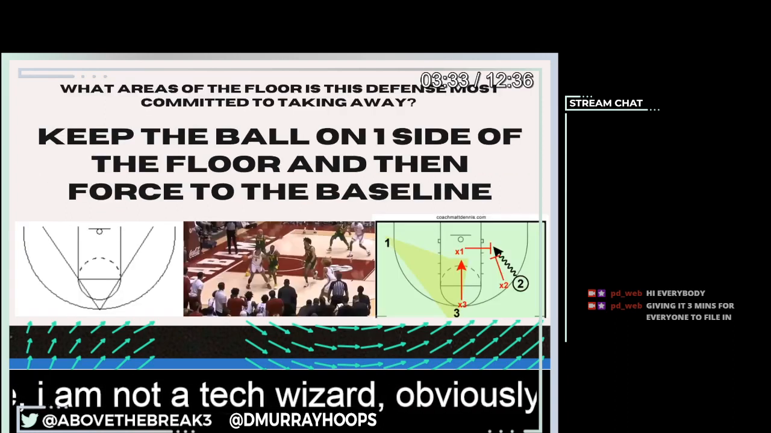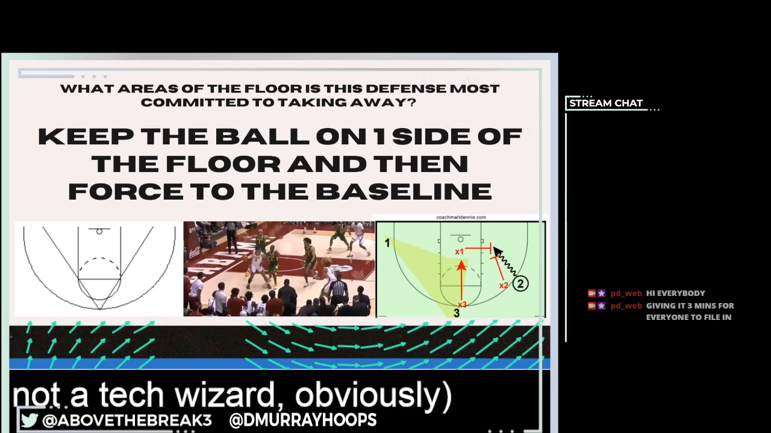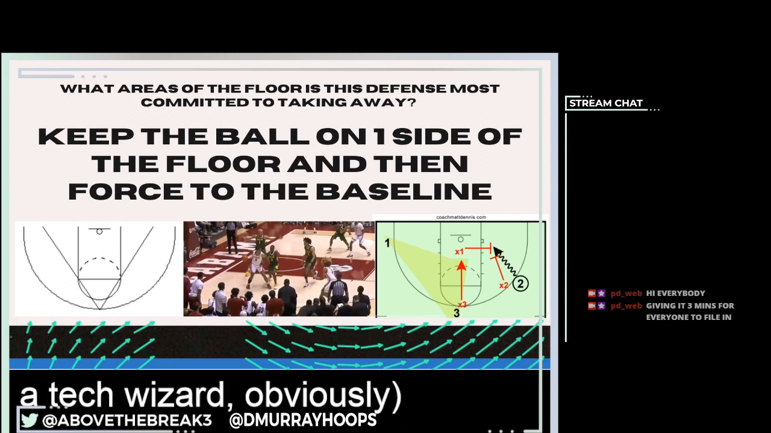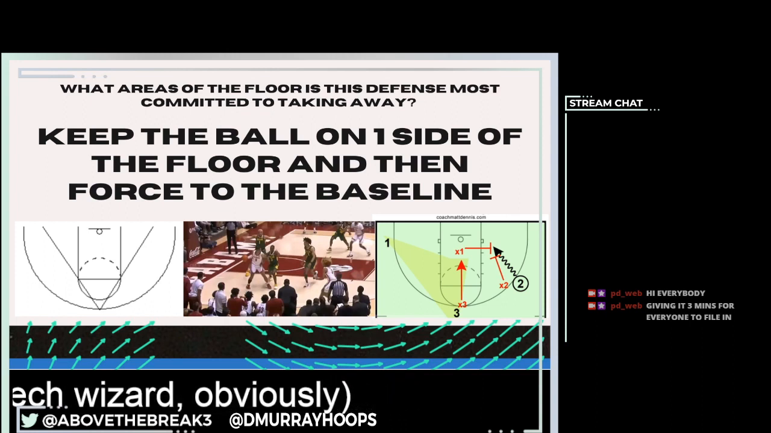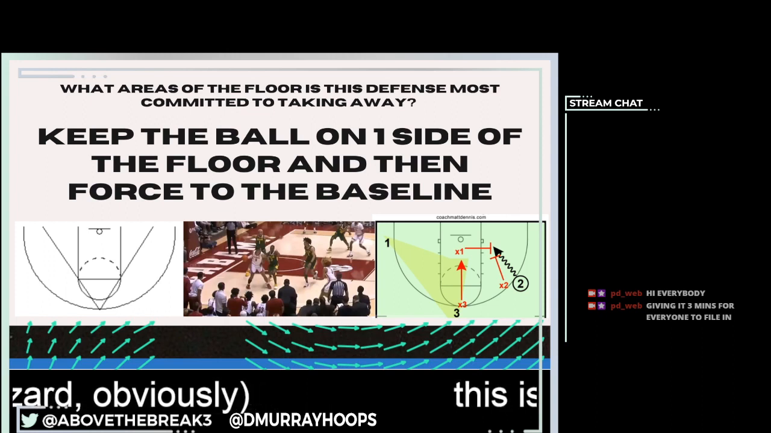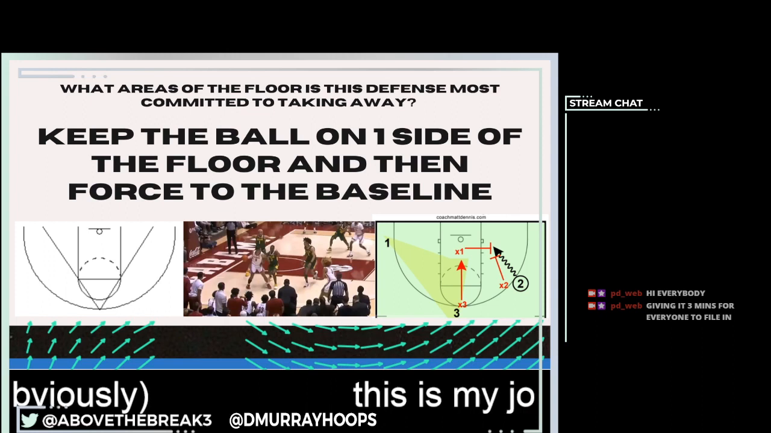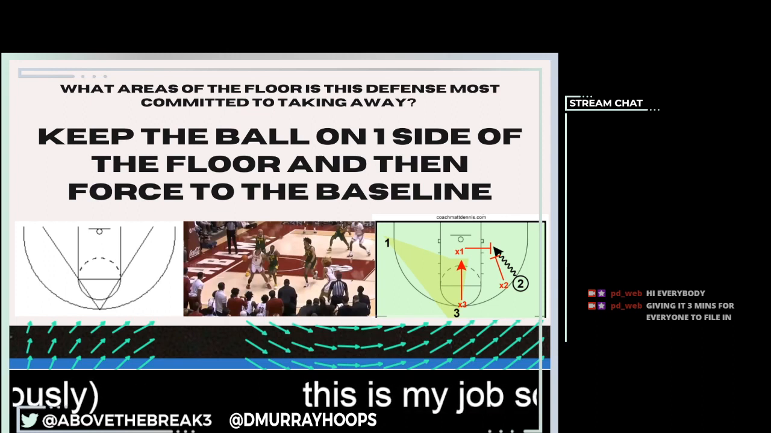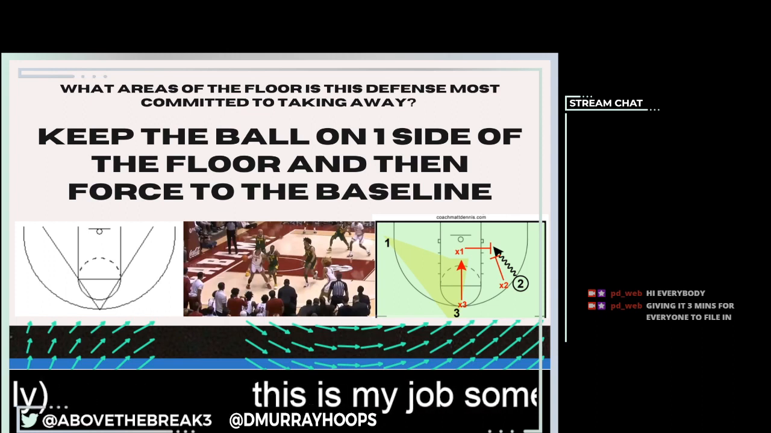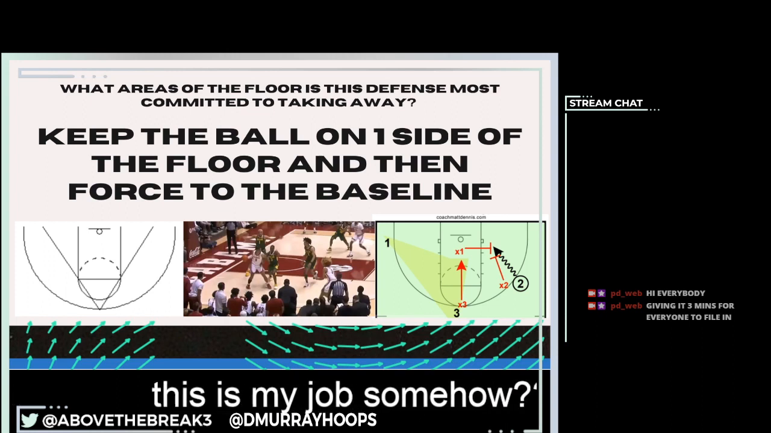So for our first question, what areas of the floor is the defense most committed to taking away? And that's to keep the ball on one side of the floor and then force it to the baseline. These are just a quick compilation of graphics. I wanted to turn these streams around quickly to make them relevant and not retweet the same article forever and ever. So I just went and grabbed 3 quick examples of what we're looking for in terms of keeping the ball on one side of the floor.